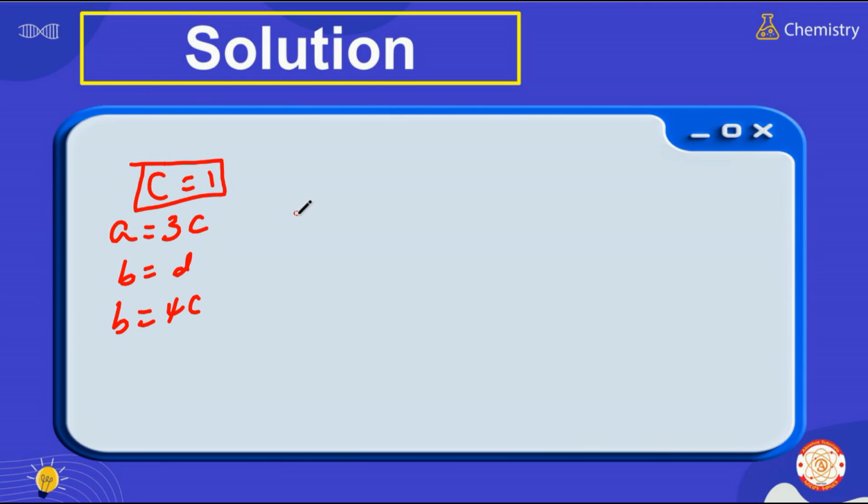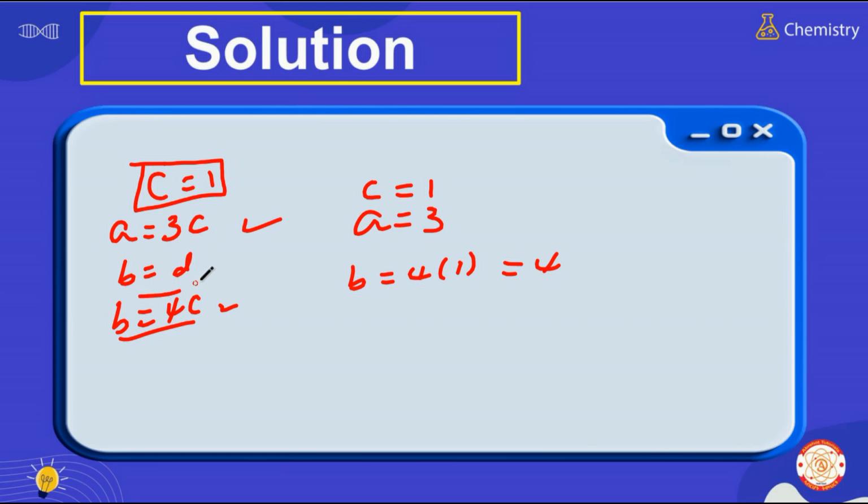Because the value of C is 1, now I can use this to find the value of A. If you substitute the value of 1 for C, you get A equals 3. C is 1, A is 3. And from this, I can find the value of B, because B is 4 times C, and the value of C is 1. 4 times 1 is 4. And B and D are equal, therefore the value of D is also 4.